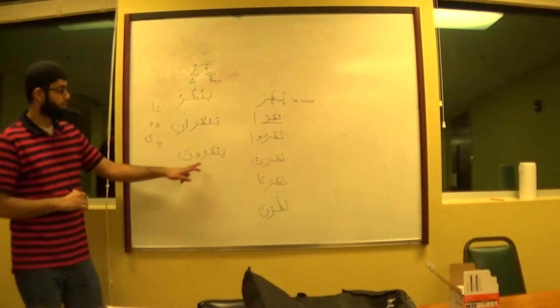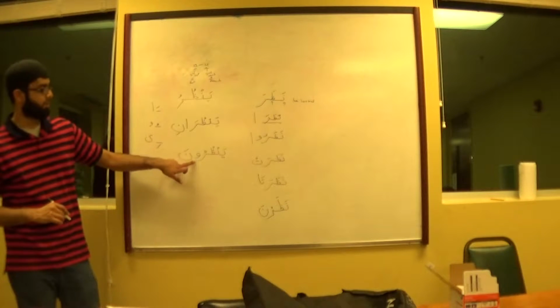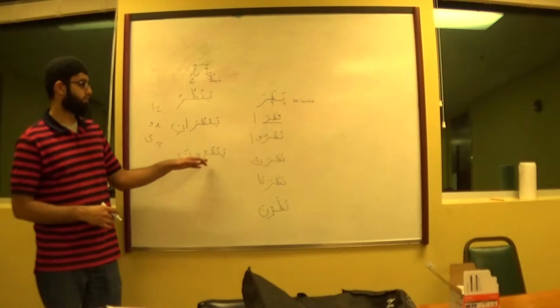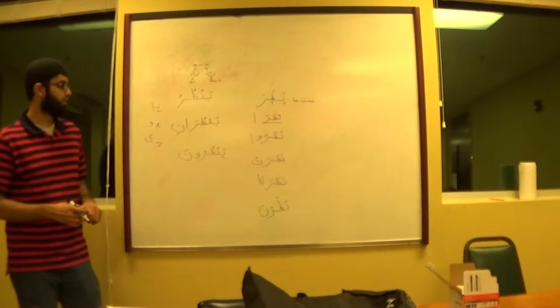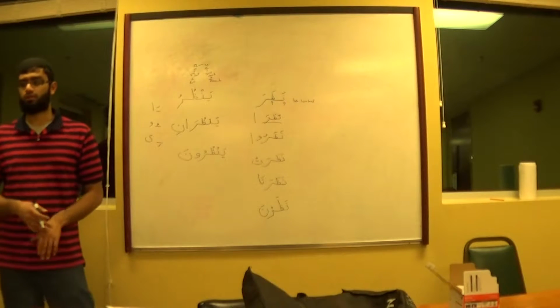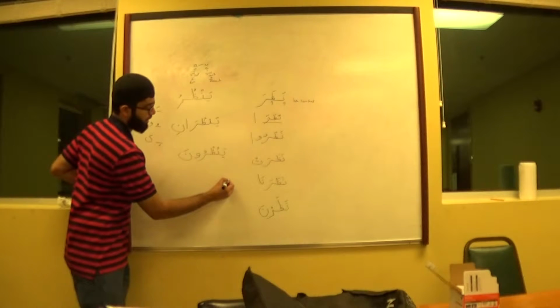And notice how the ra has the dhamma back, right? Because what is the long vowel now? So you need to have the ra having a dhamma. All right. What happens when you get to she is looking? Tanzuru, right? So the ya now becomes a ta.